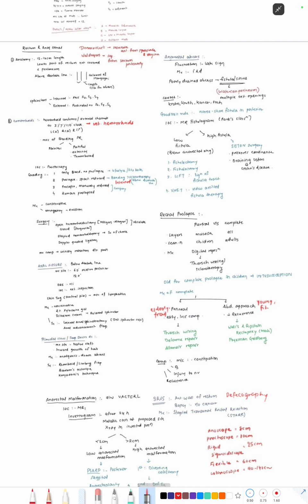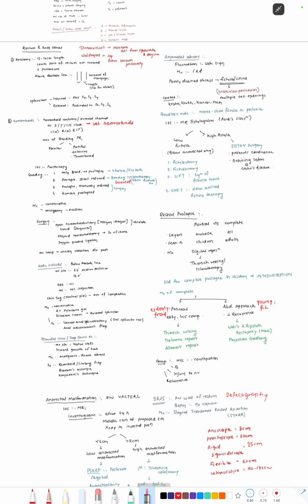So what are the surgeries? Open hemorrhoidectomy, that is called as Milligan-Morgan procedure, and the closed hemorrhoidectomy, that is Ferguson procedure, which are obsolete. Stapled hemorrhoidectomy, that is surgery of choice, and Doppler guided ligation of the hemorrhoid arteries is also done. Most common complication is urinary retention because of the perceived pain.